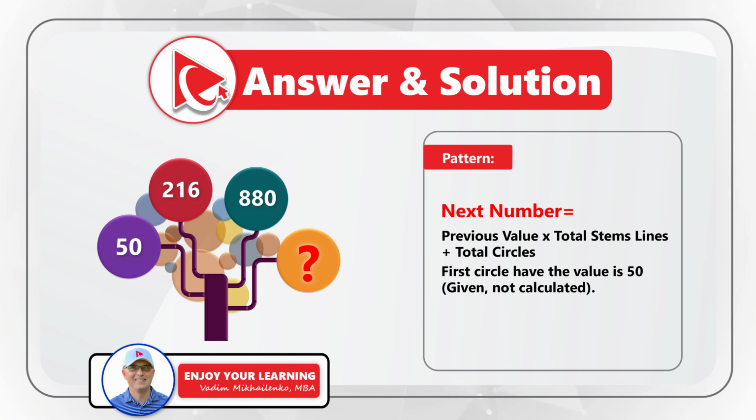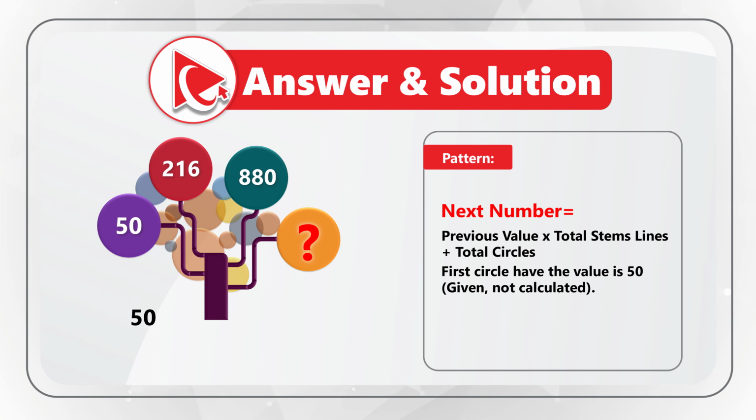The second number is calculated as the previous number, 50, multiplied by 4 plus 16, and the result of this is 216. The third number is calculated as 216 multiplied by 4 plus 16 and equals 880. Now you might be wondering what the 4 is, where it came from, and what the 16 is.